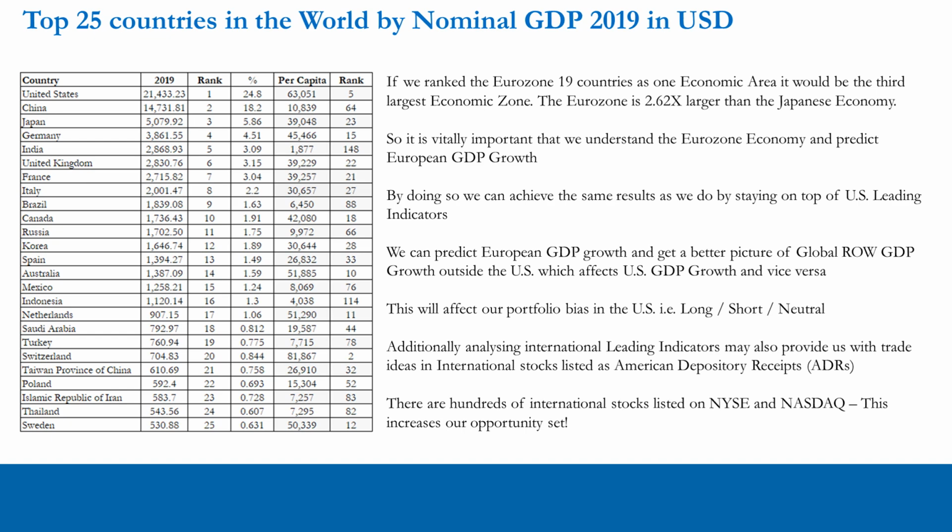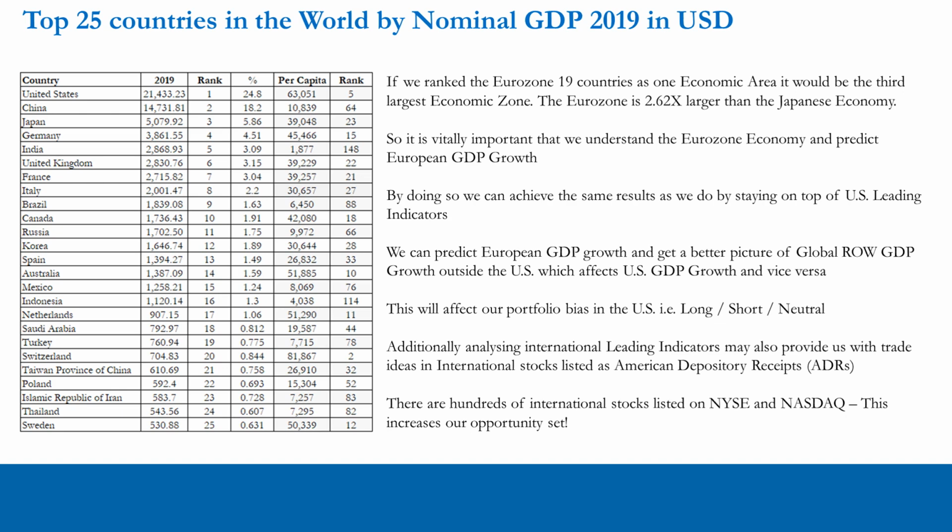Additionally, analyzing international leading indicators can also provide us with trade ideas in international stocks listed as what are called ADRs, American Depositary Receipts. There are literally hundreds of international stocks listed on the New York Stock Exchange and NASDAQ. And what does this do? This increases the total amount of stocks that we can potentially trade and take advantage of to get returns. So this is what we call our opportunity set. It increases our opportunity set.